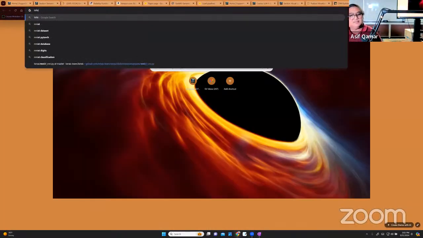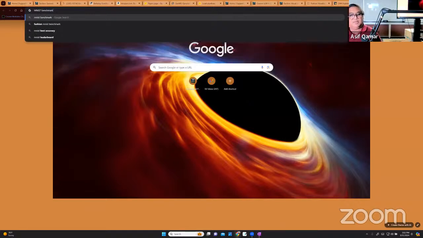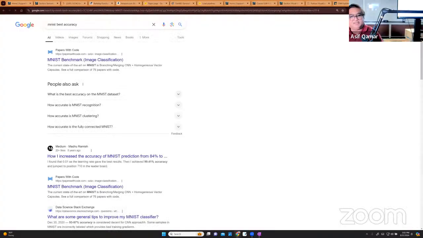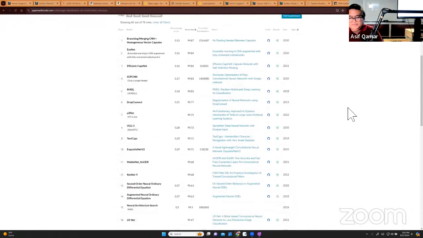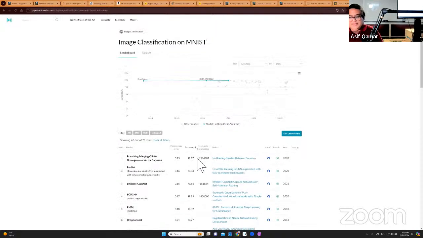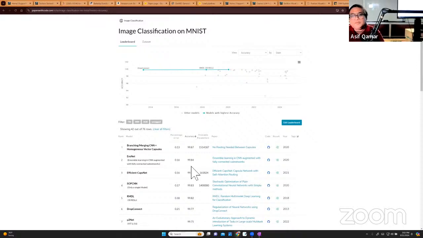MNIST. Best accuracy on MNIST benchmark. Yeah. Oh, some of these are saying 99. Okay, 99.87 accuracy is some merging CNN plus homogeneous vector capsule. So this is image classification on MNIST. You notice that most of these algorithms have close to 100%. So as I said, I exaggerated. I think I said 99.9. It's 99.87.